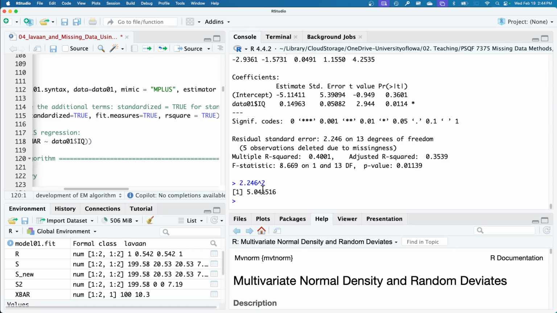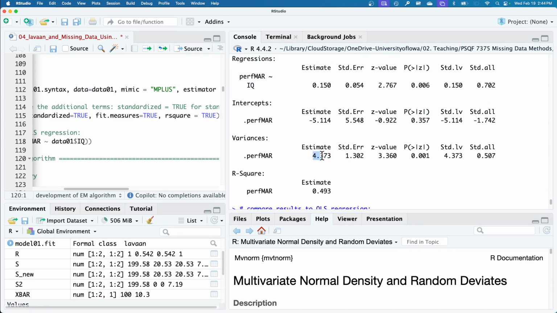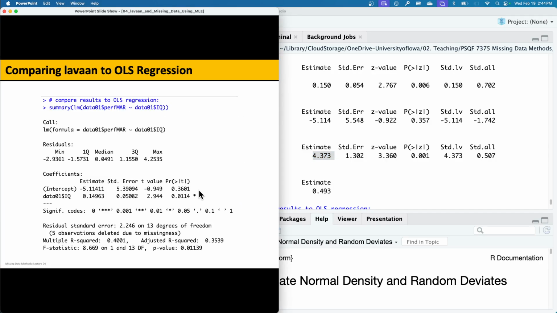So going back to least squares, though, also note that our standard error is 2.246. We square that, residual variance should be 5.04, and lavaan we estimated to be 4.373. So that's the ML effect right there. Right? Our point estimate of our variance is too small because we're using ML and a small sample size. How's that with everybody? Everything okay?